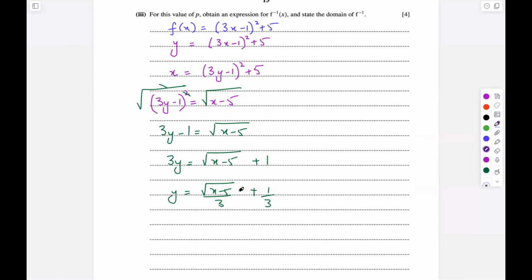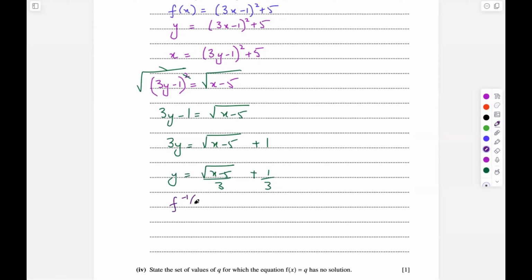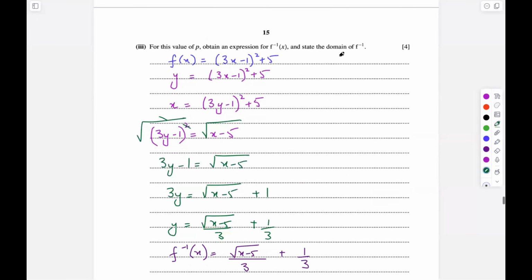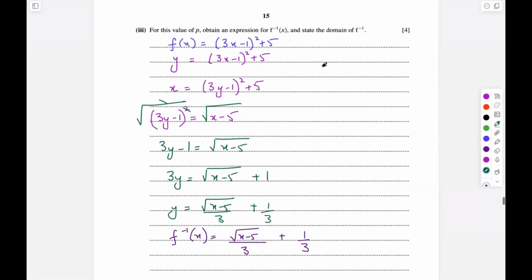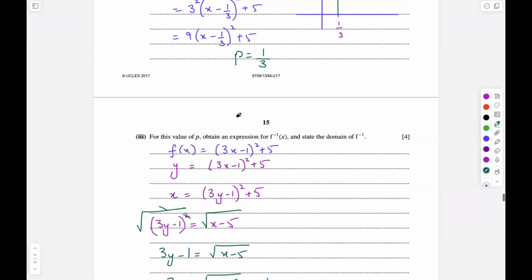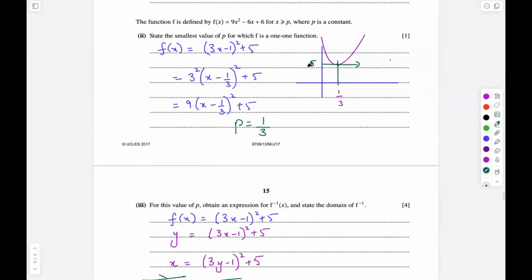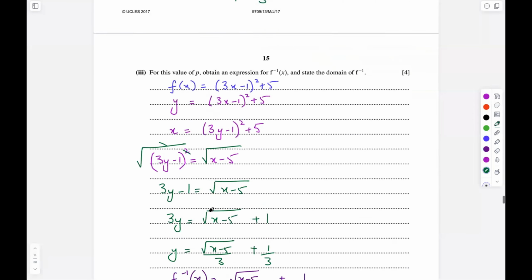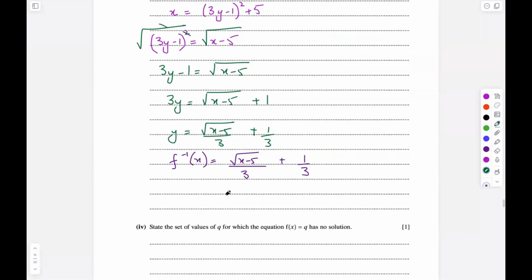And we can write the expression for f inverse of x as square root of (x minus 5) upon 3 plus 1 upon 3. Now, as we also have to state the domain of f inverse, we know that the domain of the inverse function is equal to the range of the original function. So the range of the original function was greater than or equal to 5. So the domain for f inverse will be x greater than or equal to 5.